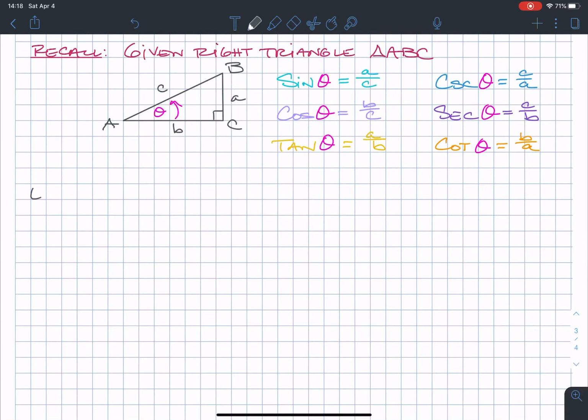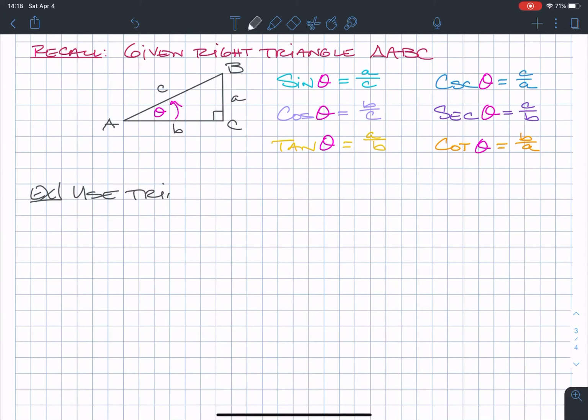Okay, so now that we have that, let's use that to evaluate the following. So, example. Use triangle trigonometry to evaluate the following.